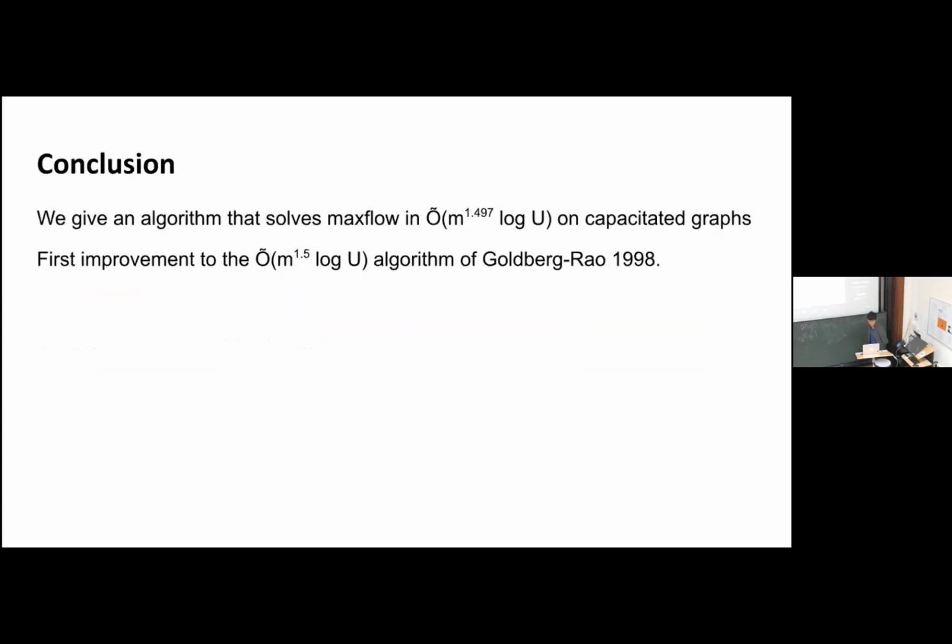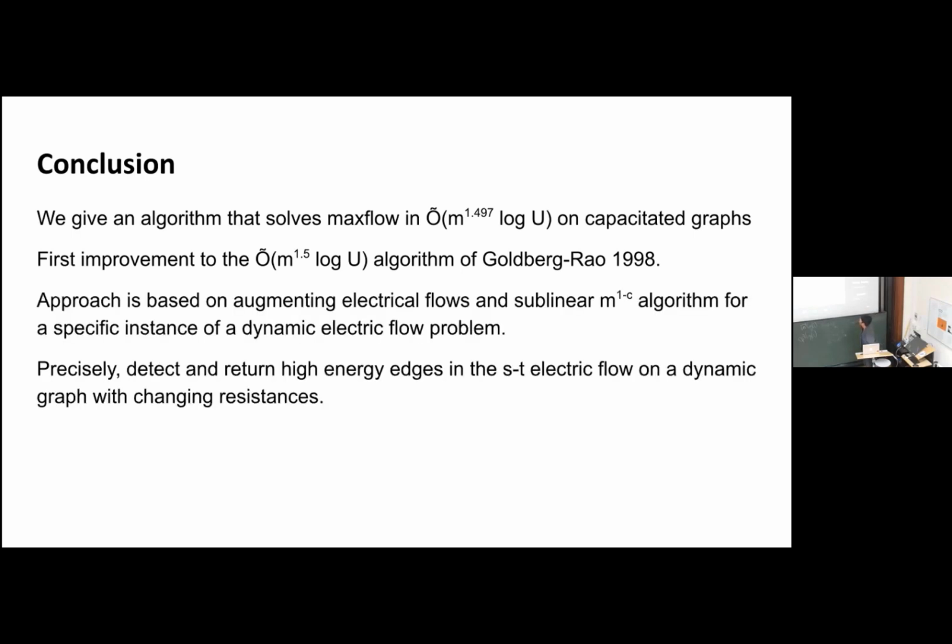So let me just wrap it up at this point. To conclude, we gave an algorithm that solves Maxflow in m to the 3/2 minus 1 over 328 log u time. This is the first improvement to the m to the 3/2 runtime of Goldberg-Rao from 98. At a high level, the way we do this is we think of implementing a sequence of root m electric flow augmentations in amortized sublinear time per iteration. And the data structure that has to be built is detecting the heavy edges in an ST electric flow on a graph with dynamically changing resistances.